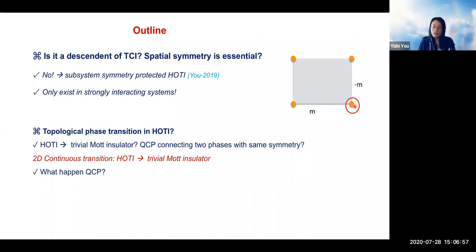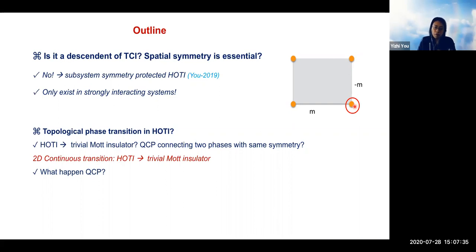Or can we find some interesting examples which is beyond the topological crystalline insulator regime? Today, I will introduce a simple model for a higher order topological insulator, which is protected by subsystem symmetry, where the charge degree of freedom is preserved on each subsystem on rows and columns. Such a higher order topological insulator is pretty exotic in the sense that it doesn't have any non-interacting fermion or free fermion analogy. Such a higher order topological insulator can only exist in a strongly interacting regime.